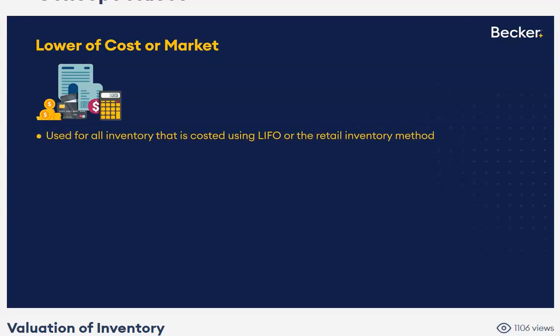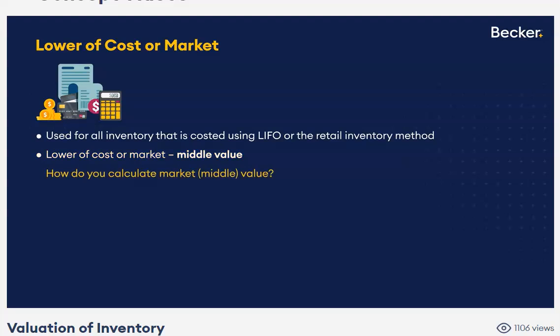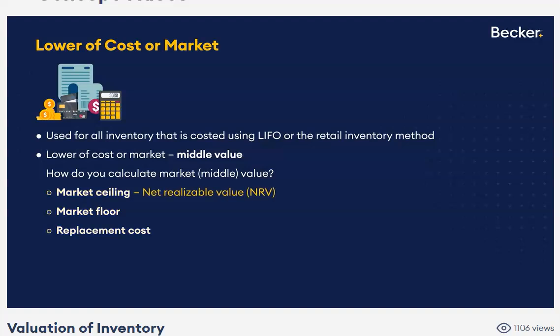You are going to use lower of cost or market anytime it's LIFO or retail inventory method. If it's LIFO or retail inventory, you think of lower of cost or market, which is really lower of cost or middle value. So the first thing we want to do is calculate, well, what's this middle value? You've got to choose between replacement cost or the market ceiling. Market ceiling is really your net realizable value, selling price minus your cost to sell, or the market floor, which is your net realizable value minus your normal profit.